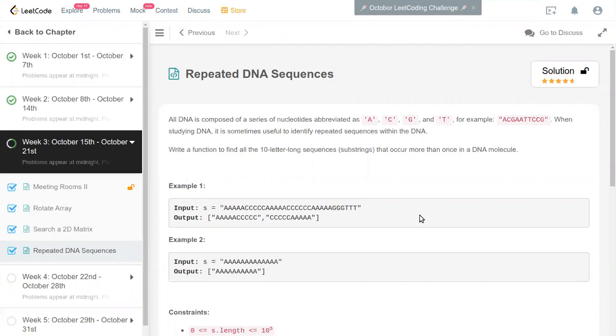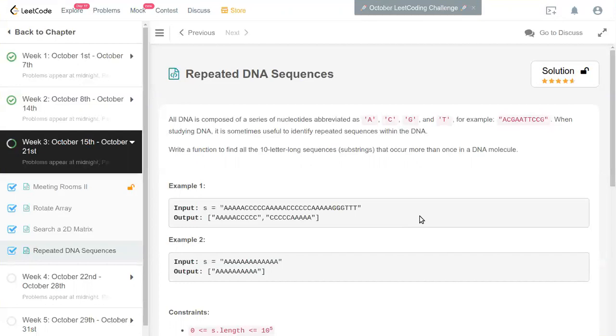So we have a DNA sequence. That means it has only four possible symbols, A, C, G, T, right? That's a sequence of those four possible letters. We need to find all the 10 letter long sequences that occur at least twice. That means more than once in the whole sequence, right? That's all we need to do.